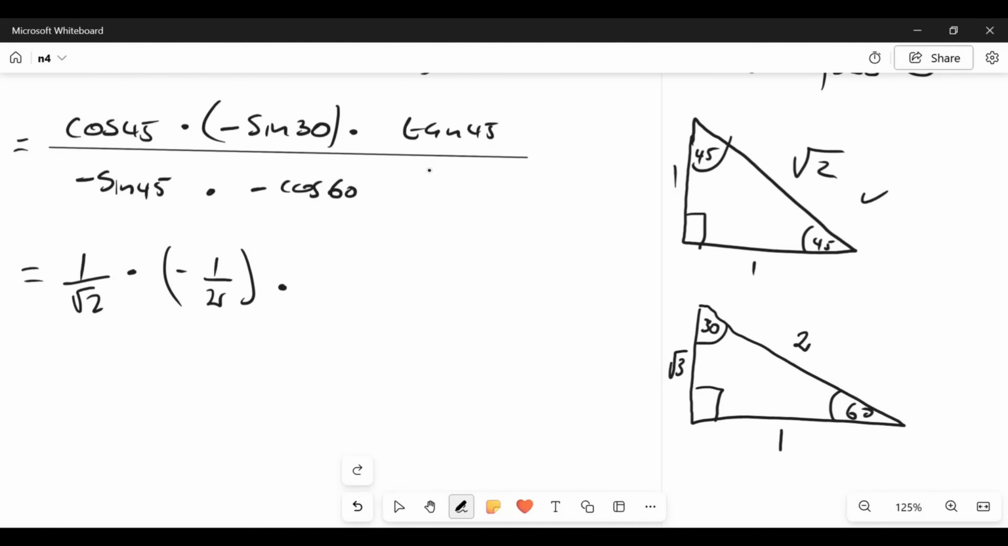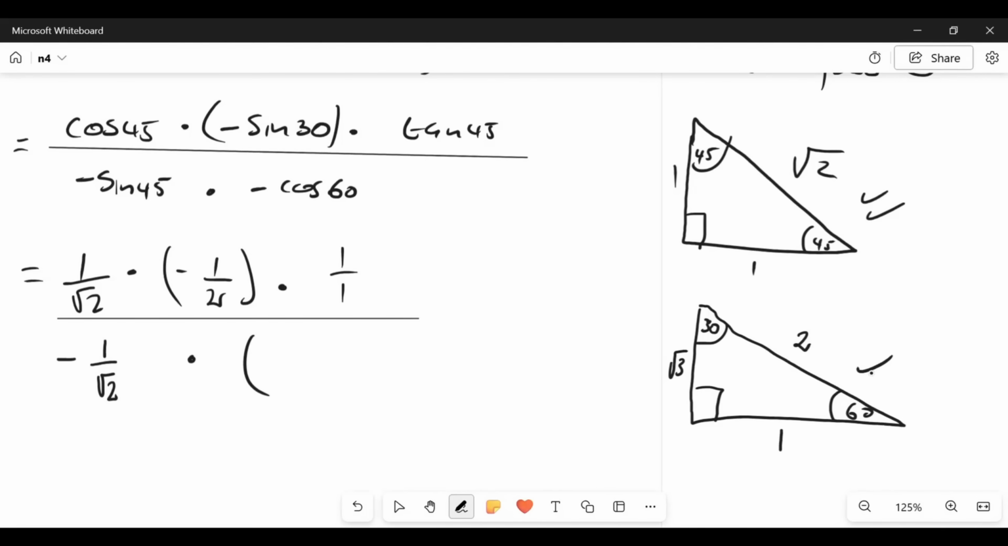So tan, we know that it's opposite over adjacent. So our opposite is 1, our adjacent is also 1 there. So we divide them. Now we have also negative sine 45. So negative sine 45, we're going to take it from this triangle as well. So negative sine 45, we know that it's going to be 1 over root 2 because sine is opposite over hypotenuse, multiplied by negative cos 60.